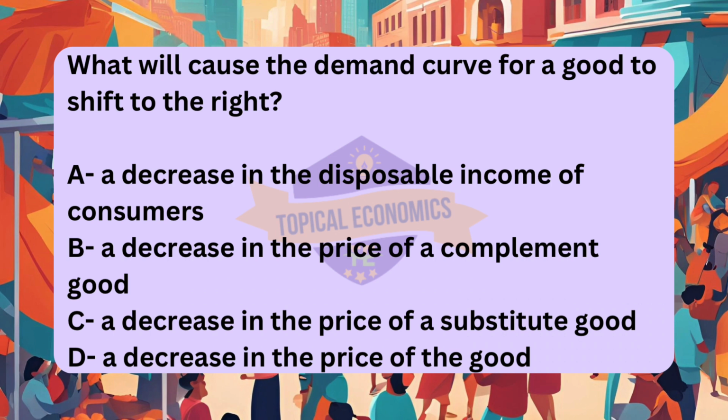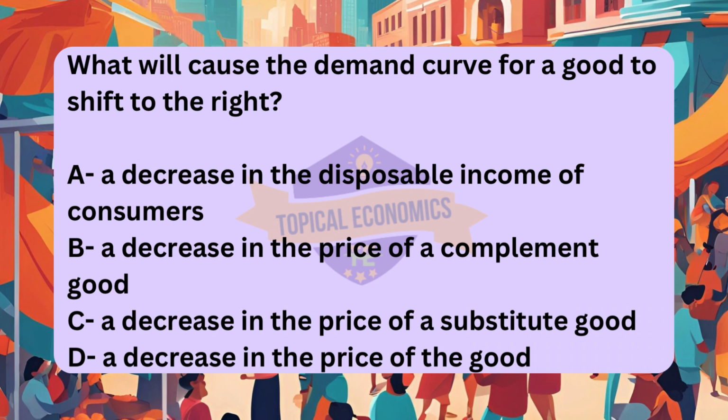Option A. A decrease in the disposable income of consumers would typically reduce consumers' purchasing power, leading to a decrease in demand for many goods. This would cause the demand curve to shift to the left, not to the right. Next, option C. A decrease in the price of a substitute good would encourage consumers to buy the cheaper substitute instead of the original good, leading to a decrease in the demand for the original good. This causes the demand curve for the original good to shift to the left.